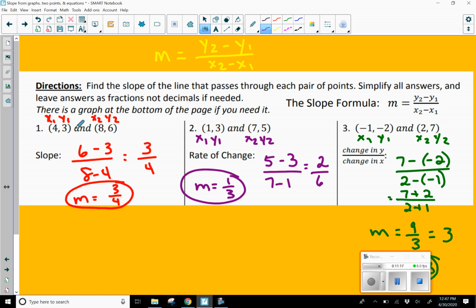Okay, the next one, again, they're all positive numbers. So we're going to do y2 minus y1 over x2 minus x1. So 5 minus 3 over 7 minus 1. 5 minus 3 is 2. 7 minus 1 is 6. That leaves us with a simplified slope of 1/3.